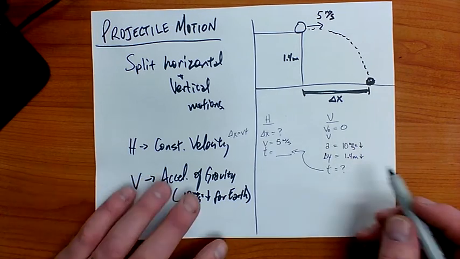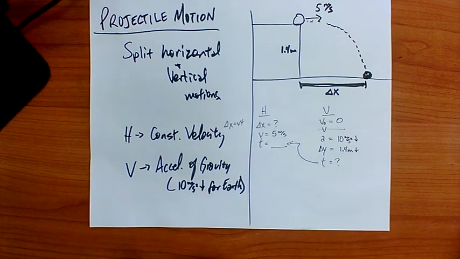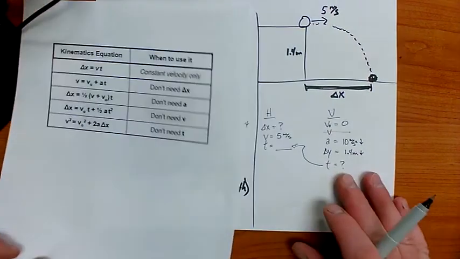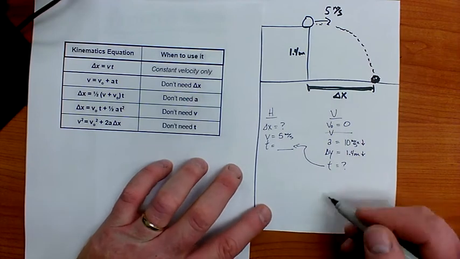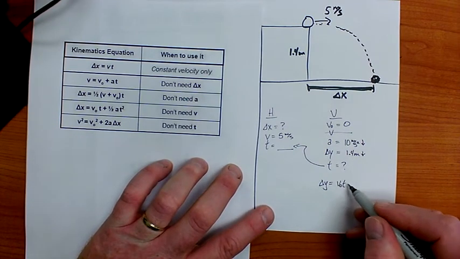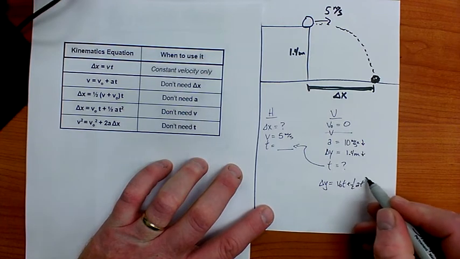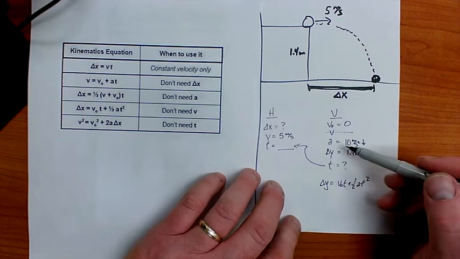So if I solve vertically for time, looks like I don't need v. So I'm going to use my good old don't need v equation, which we all know and love. Don't need v is delta y equals v naught t plus 1/2 a t squared. Again, delta y as opposed to delta x because we're talking vertical displacement here.